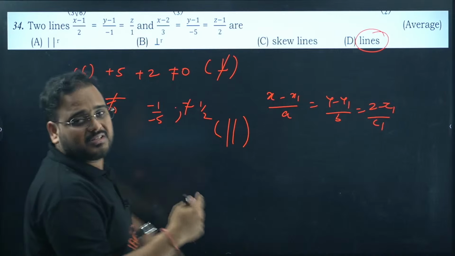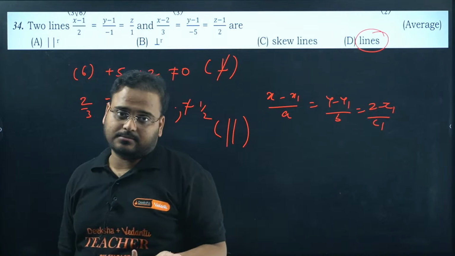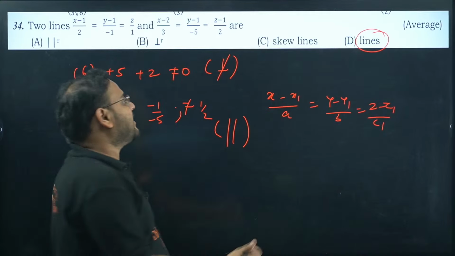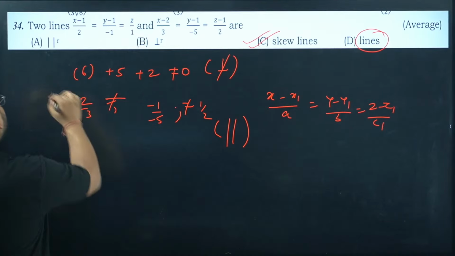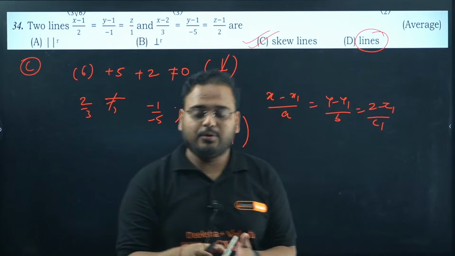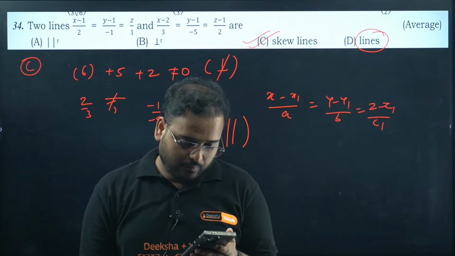So this option doesn't make sense to us. But if it was an intersecting line, we could look for the shortest distance. In this case the option becomes option C, because they come out as skew lines. Please check, they will be non-coplanar.